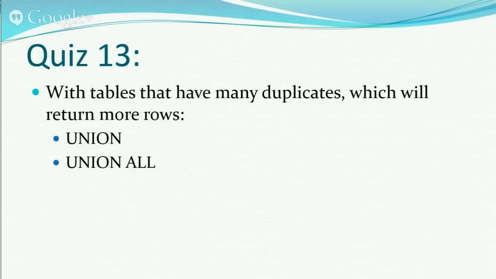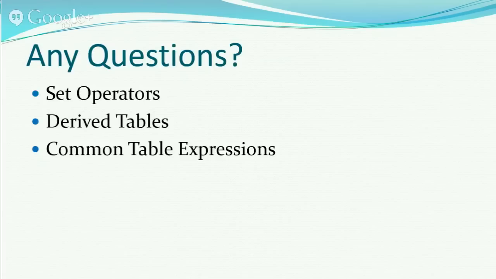So this question: with tables that have many duplicates, which will return more rows, a UNION statement or a UNION ALL statement? The answer is UNION ALL, B. It does not have a distinct built into it and will return all your duplicate rows.